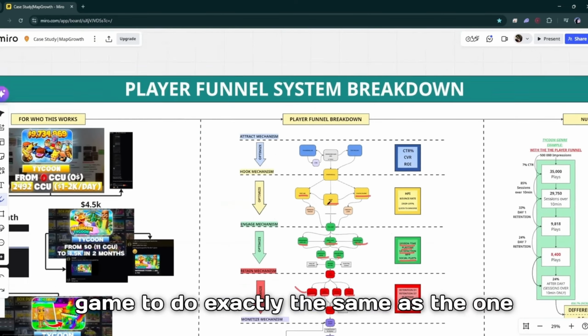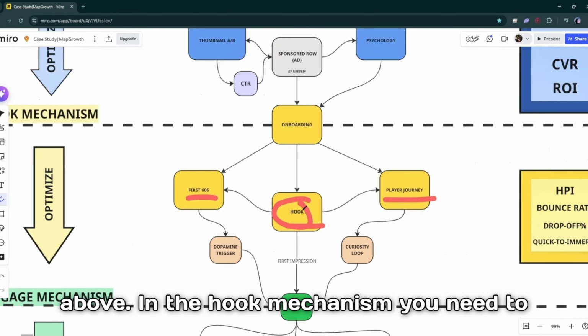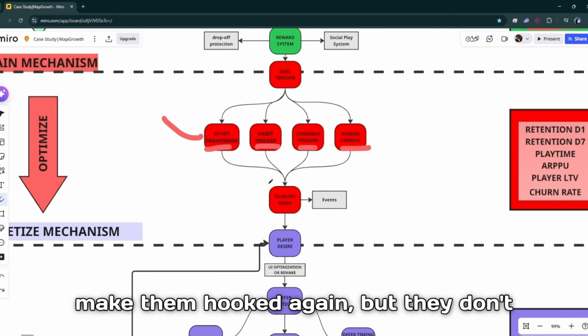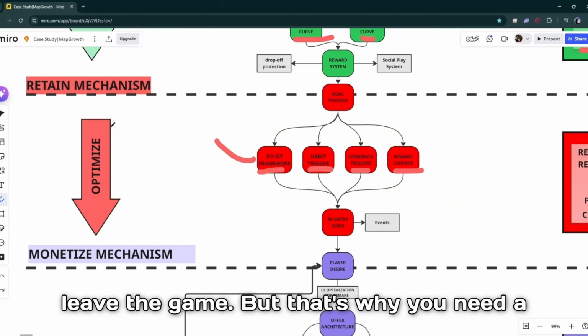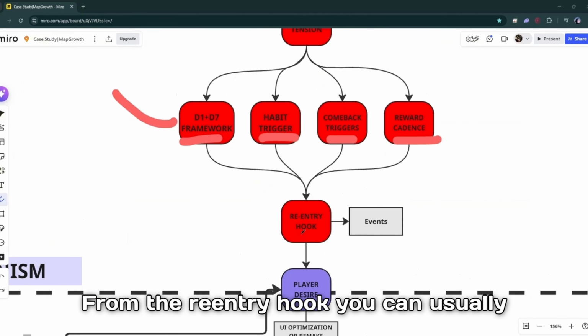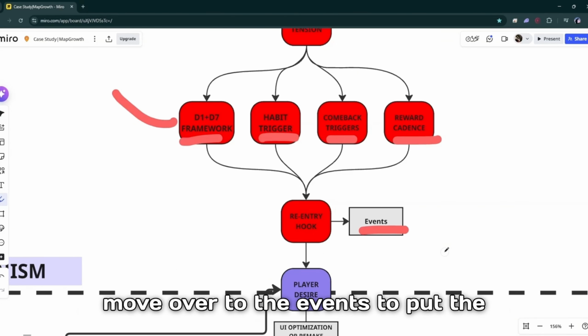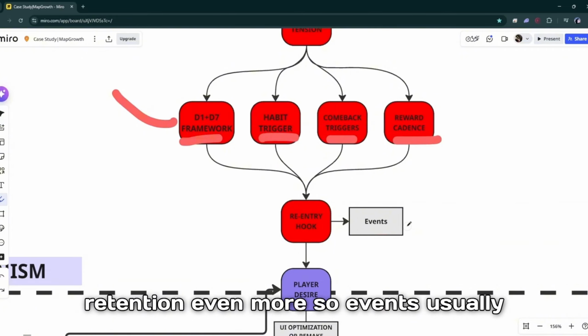So you do exactly the same as the one above in the hook mechanism. You need to make them hooked again, but they don't leave the game. So that's why you need a re-entry hook in the retain mechanism. From the re-entry hook, you can usually move over to the events to push the retention even more. So events usually help with the D7 retention.